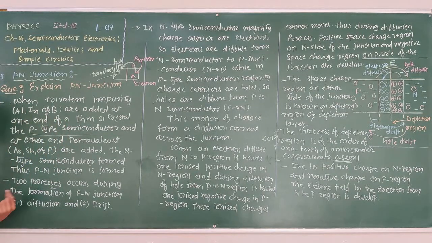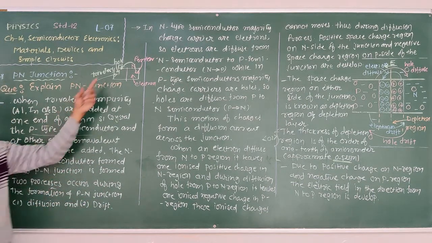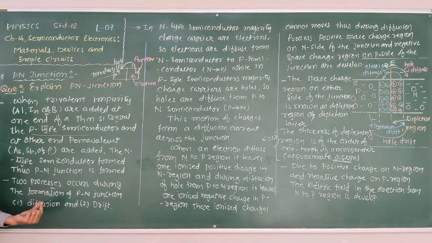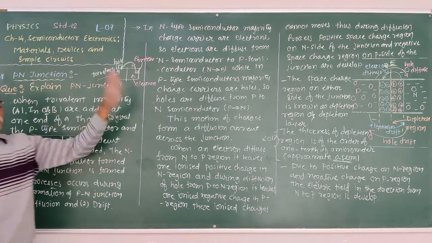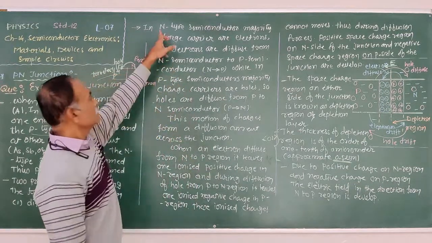Okay. Now, two processes occur during the formation of the p-n junction. One is diffusion and the second is drift. When the p-n junction is formed, these two processes take place, and we have to explain them. Now first we discuss the diffusion. How does the diffusion take place?